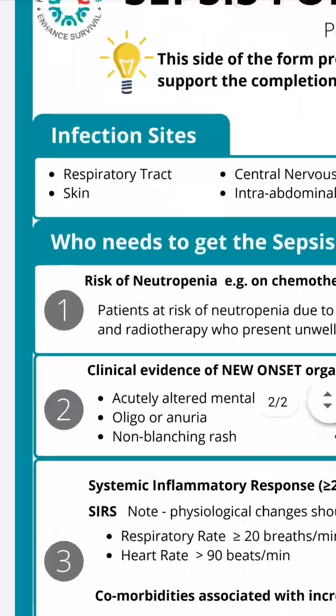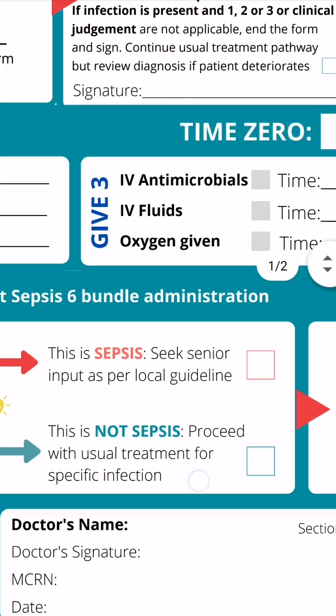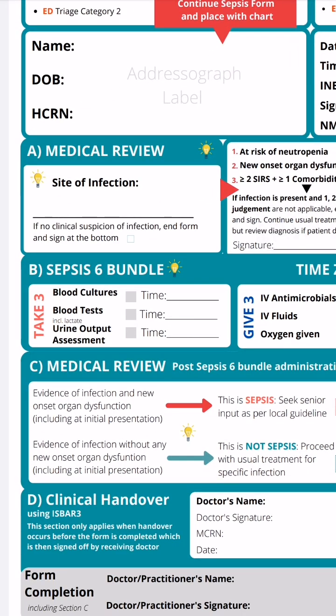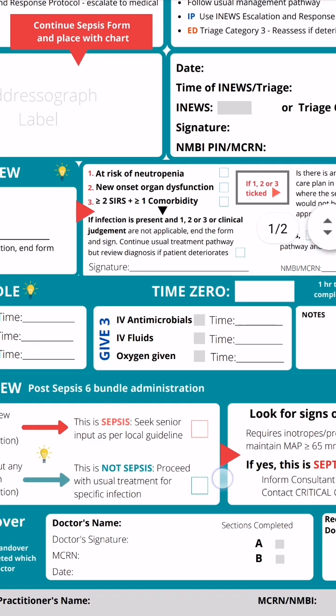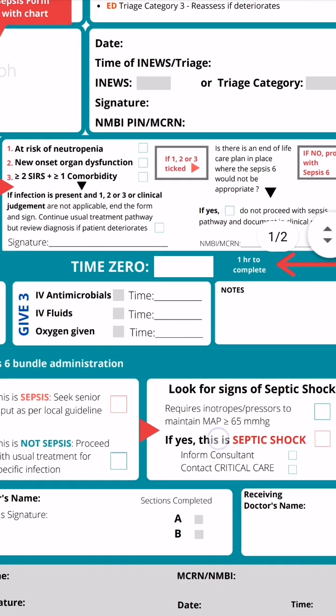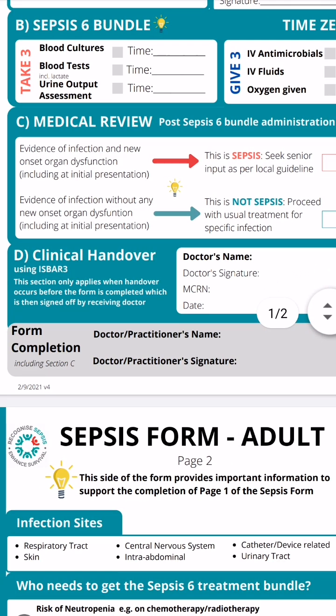Then after, again we will go for the sepsis chart. So we have completed the Sepsis Six bundle. First, blood culture with the aseptic non-touch technique, blood test, urine output assessment, and then we went for the IV antimicrobial, meaning antibiotics, IV fluids, oxygen given. After that, we will go for the medical review. So we have done the whole six bundle administration.